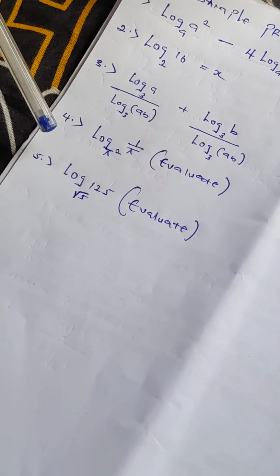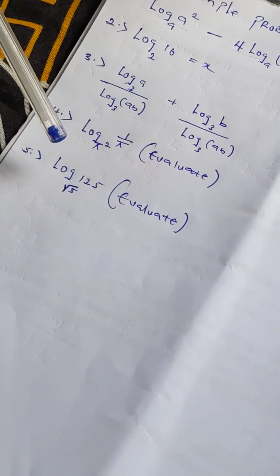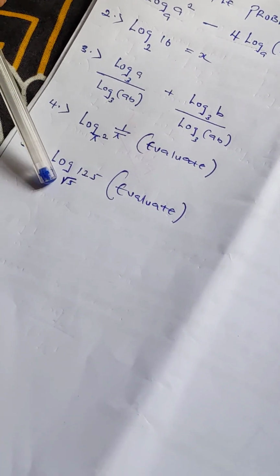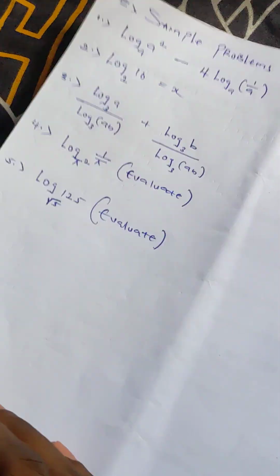We should evaluate it. And number 5, we should evaluate log 125 base square root of 5. Now let's look at the solving procedure.